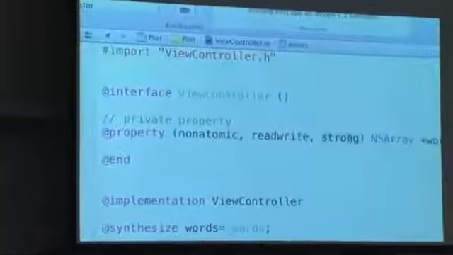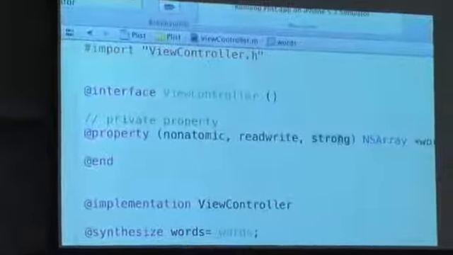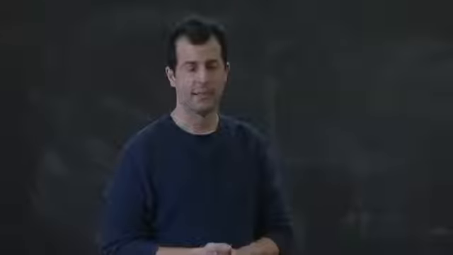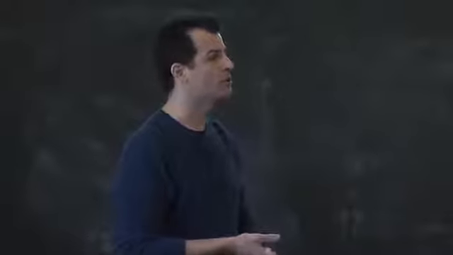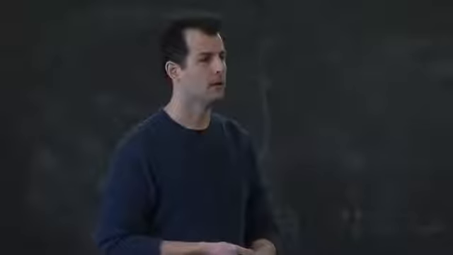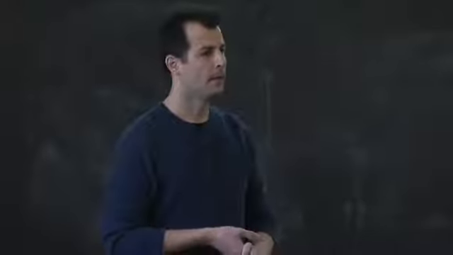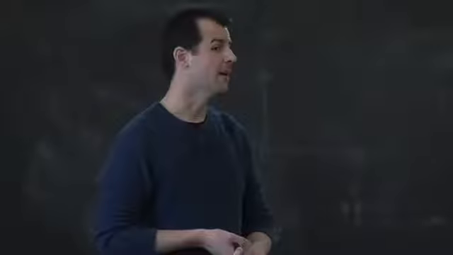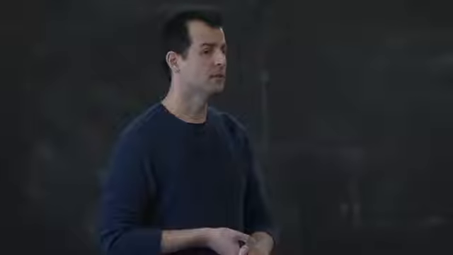All right. Lastly, I say strong here. So let's try to tease this apart slightly. So previously, when I had an IB outlet, it was weak. Now I've said strong. Why? Any thoughts on what weak and strong are actually doing for me? Okay. Charles? It's something to do with reference counting.